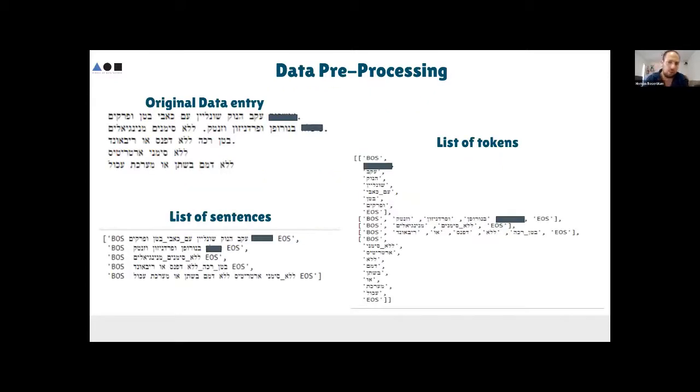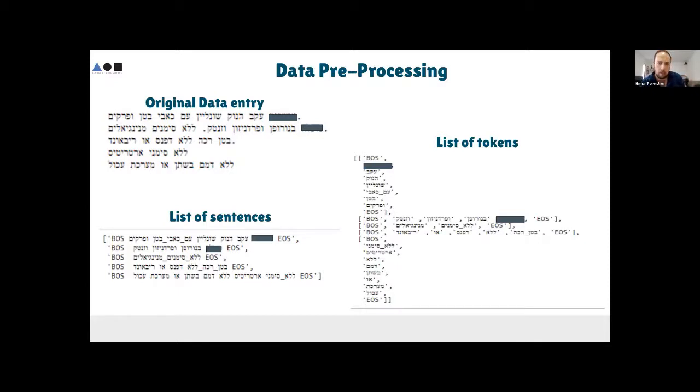So after some pre-processing, we got the entries as data, and we worked with lists of sentences and lists of the tokens in the sentences. You can see that we can't naturally show all the data, because medical data is a bit sensitive.